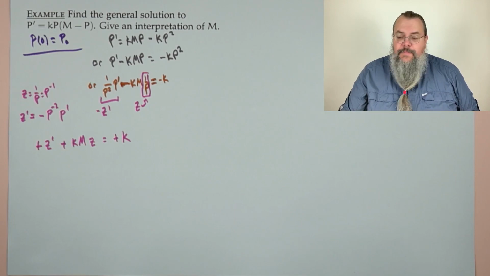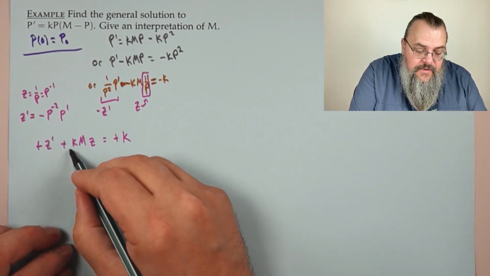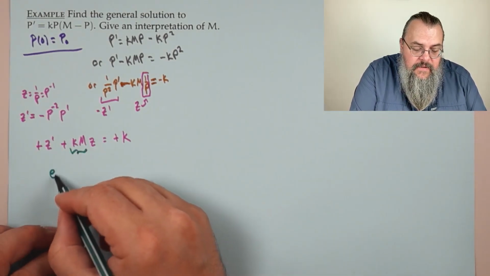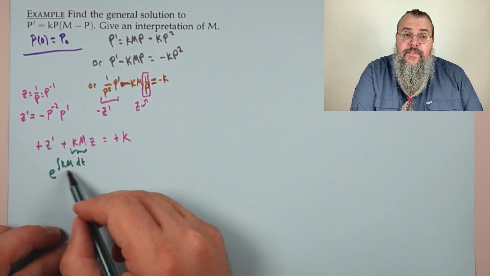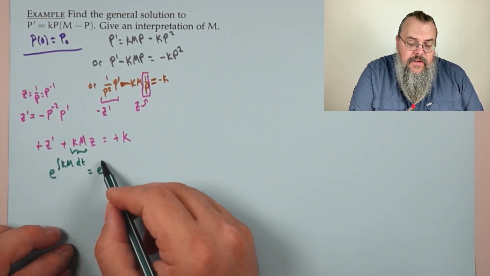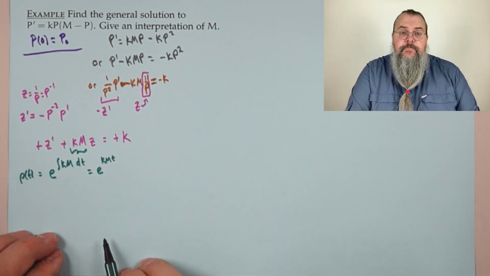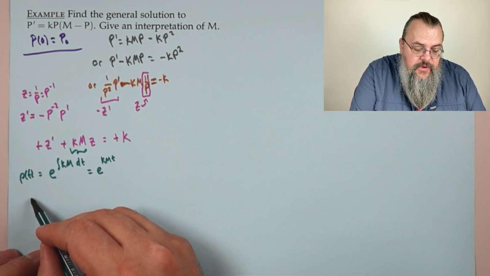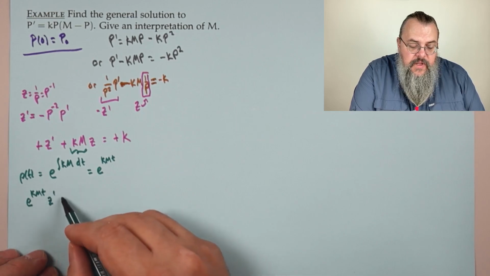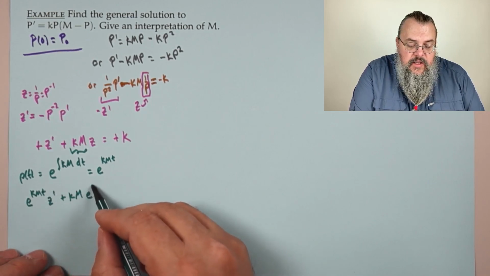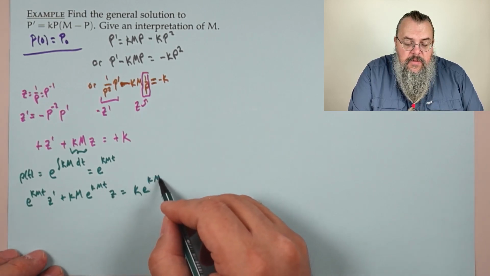And now we're ready, and we're actually in good shape, because we already have a coefficient of 1 in front of our z prime. So we do e to the integral of what's in front, km dt. Now remember, these are both constants, so this is an easy integral. It's e to the kmt. This is our integrating factor, which we might call rho of t. If you multiply that through, we get e to the kmt z prime plus k times m e to the kmt times z is equal to k e to the kmt.